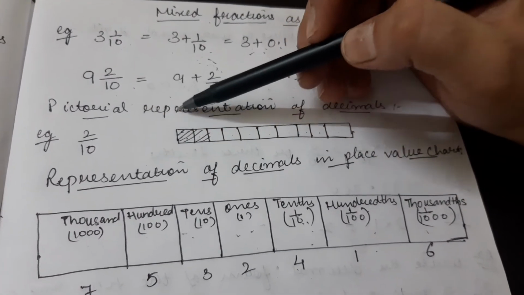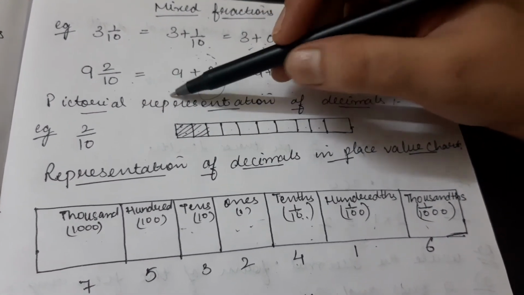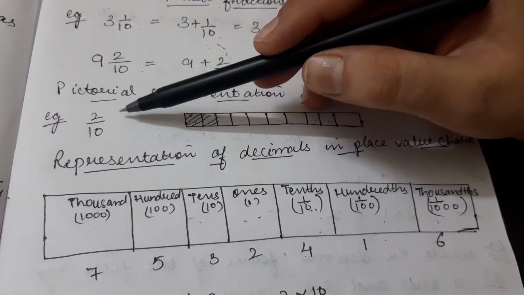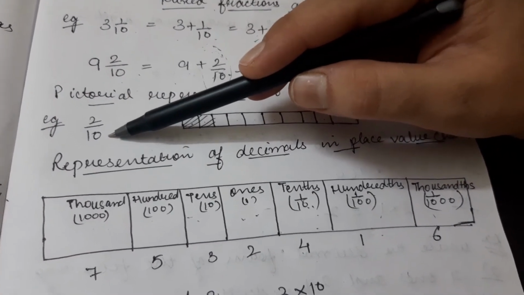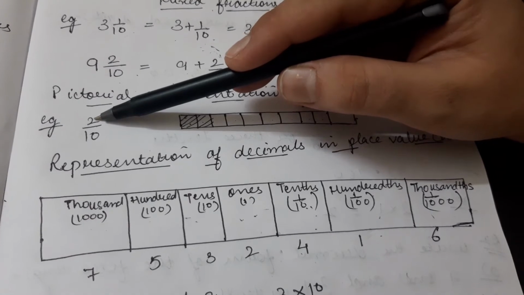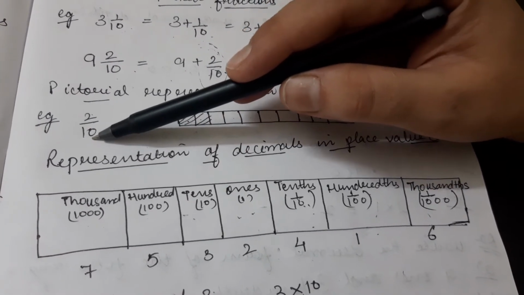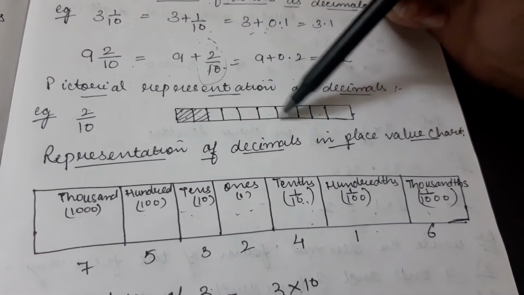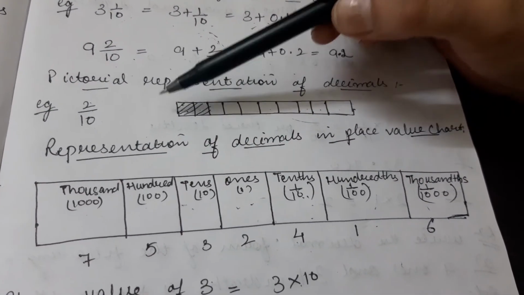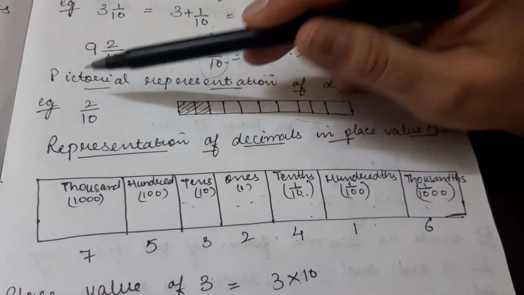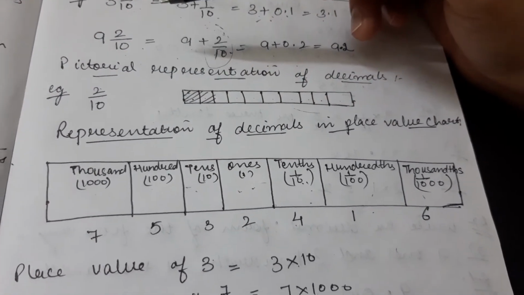How do we draw the picture, or you can say the pictorial representation, of decimals? As we know, in the case of fractions, if I have the fraction 2 by 10, what does this mean? 2 is the number of parts that I need, the shaded portions, and 10 is the total number of parts. So in this rectangle I have 10 total portions, out of which 2 are shaded. This is the meaning of this fraction, or you can say the decimal number.